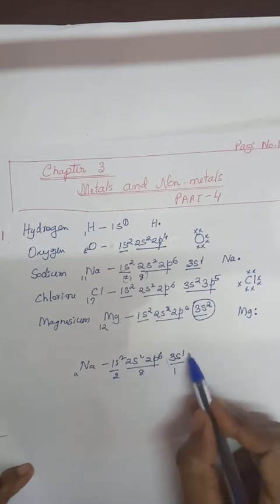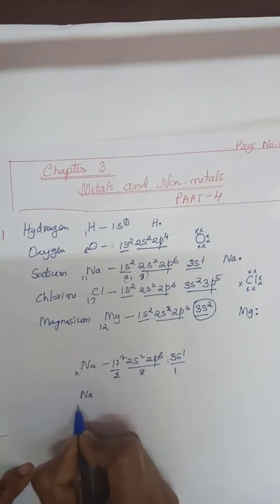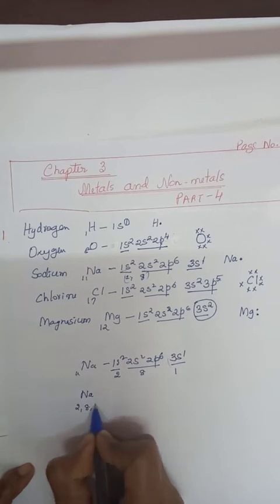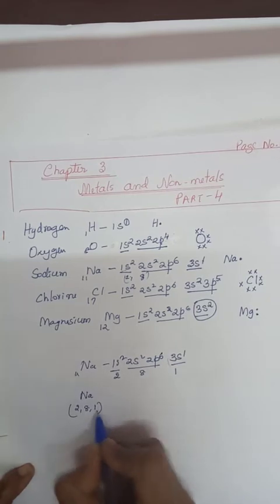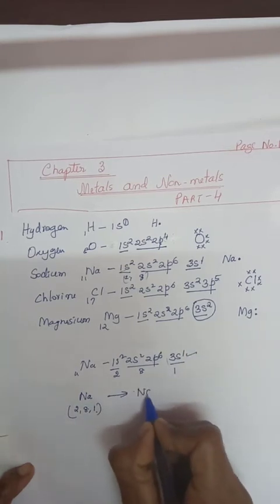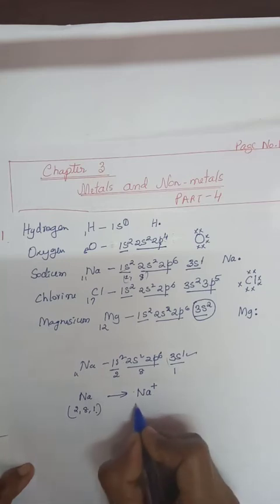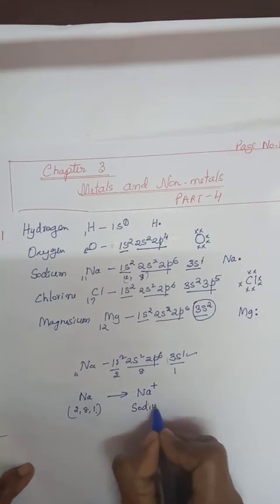sodium is losing this electron. So it becomes sodium 2, 8. It had 11 electrons. Sodium loses this electron and it becomes Na+. It is losing 1 electron, so it becomes a sodium ion, or it is called a sodium cation.